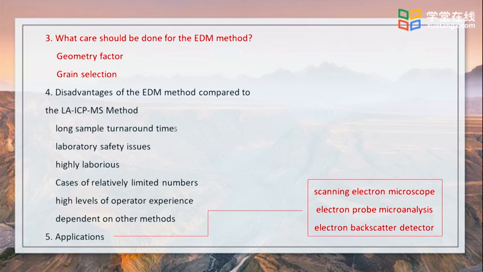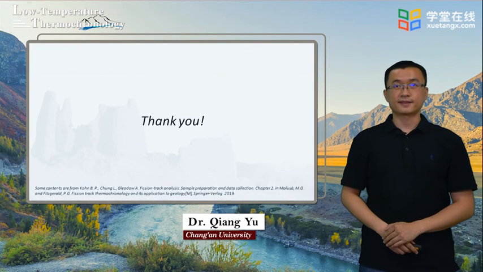Techniques of scanning electron microscope, electron probe microanalysis, and electron backscatter detector are widely used recently when dealing with very low or very high uranium density minerals using the EDM. That's all for this lesson.